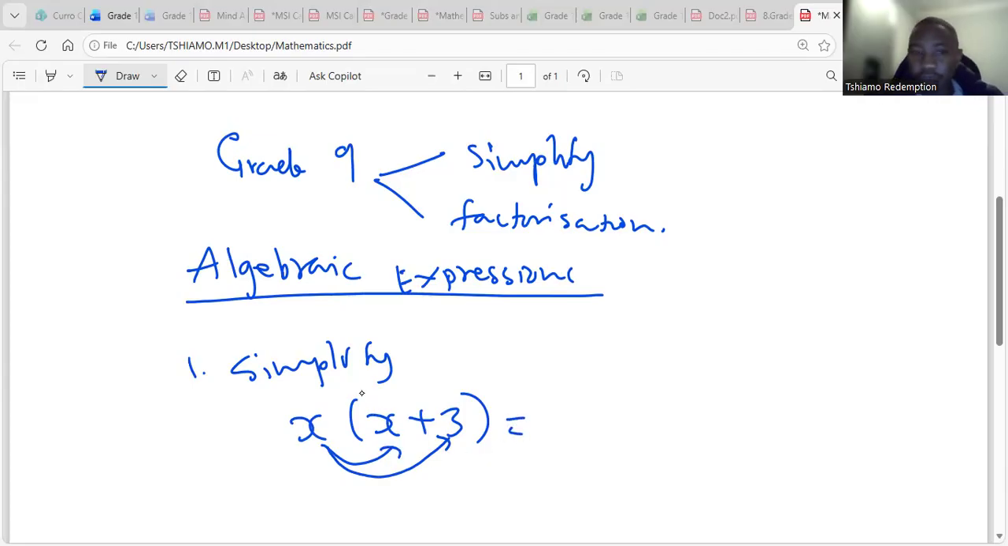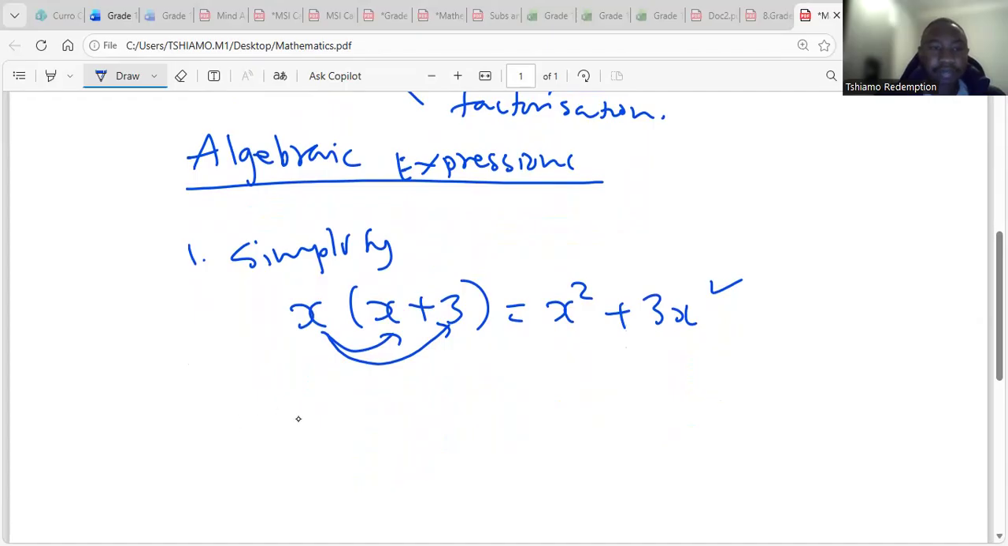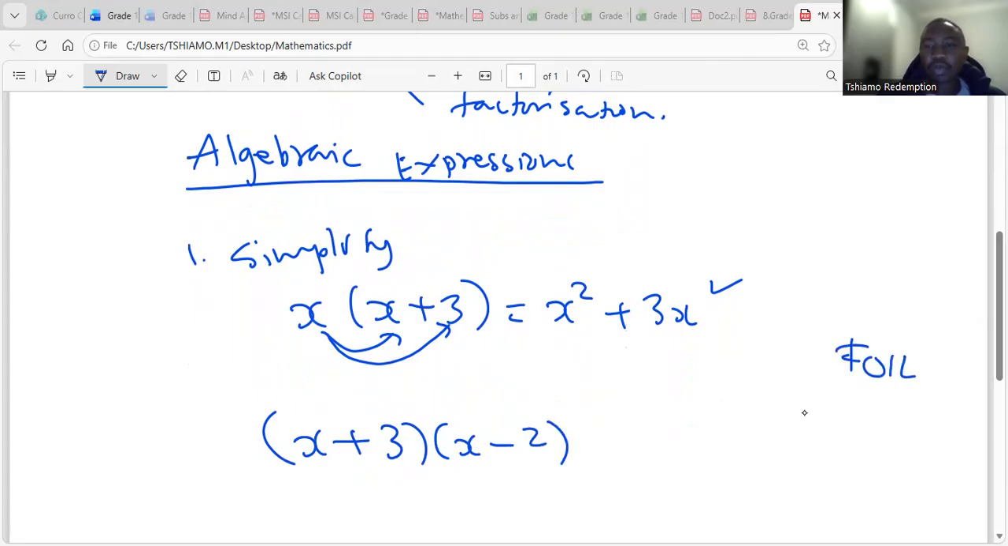The law of distribution: you're going to multiply each term inside the bracket by the x. So x squared plus 3x. You get your full marks. If it's something like x plus 3, x minus 2, you do what we normally call FOIL.